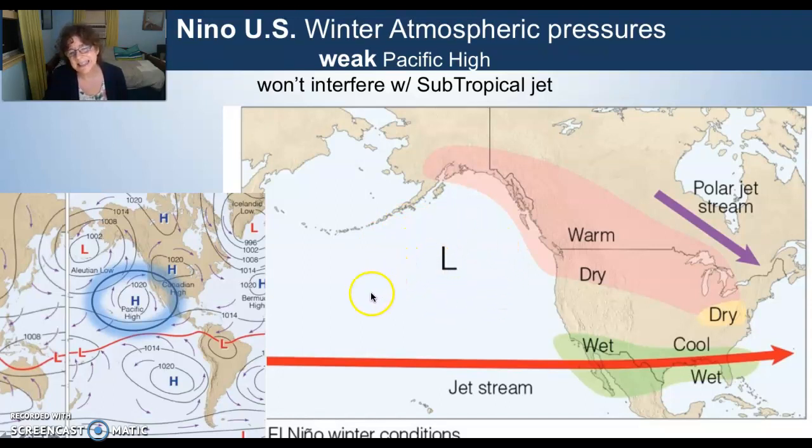It doesn't steer our subpolar jet. So our subpolar jet comes right in with cool and wet weather, especially during the winter time. This doesn't turn into a low. I disagree with the low that's there, but it certainly is not a powerful high during El Nino years. So the subtropical jet stream comes right on in with wet and cool air.